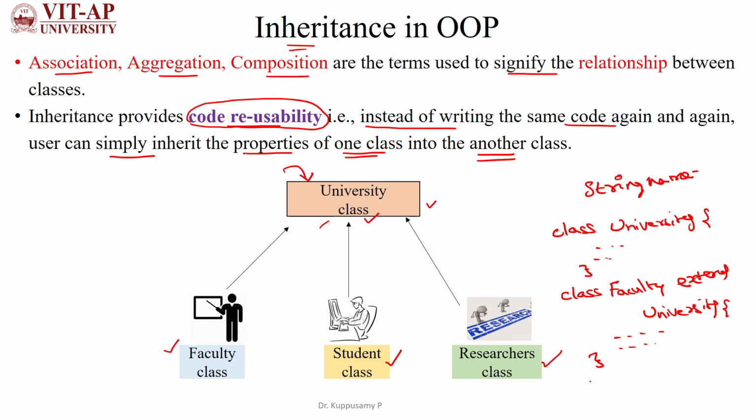Like that, we can define one more class, researchers, which is also extending the university class. Like this, we can define any number of classes by extending the base class. This shows the relationship between different classes. Faculty and university have a relationship, and researchers and university have a relationship. That relationship can be represented by using this arrow.